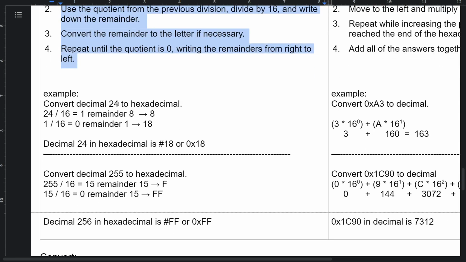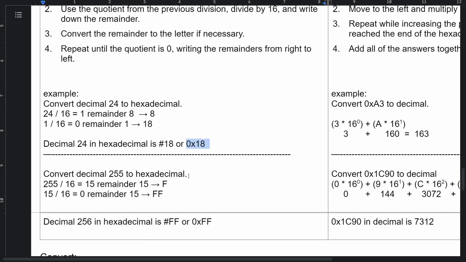We're going to convert the decimal 24 to hexadecimal. So we do 24 divided by 16. That gives us 1 with a remainder of 8, so we write the 8 down. Then we do 1 divided by 16. That gives us 0 with a remainder of 1, so we write the 1 down. So 24 in hexadecimal is 18.